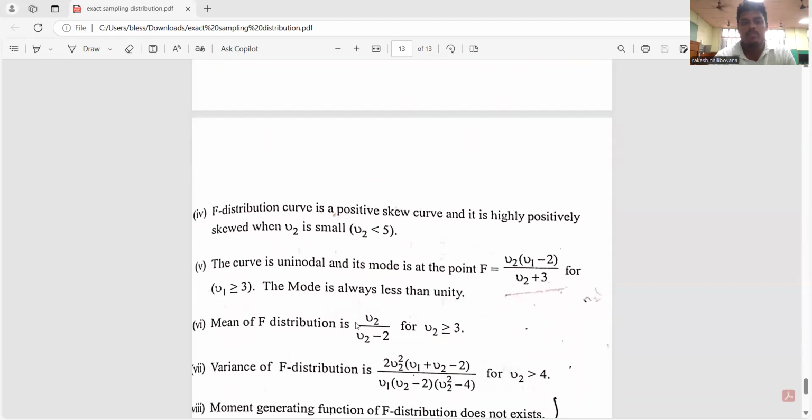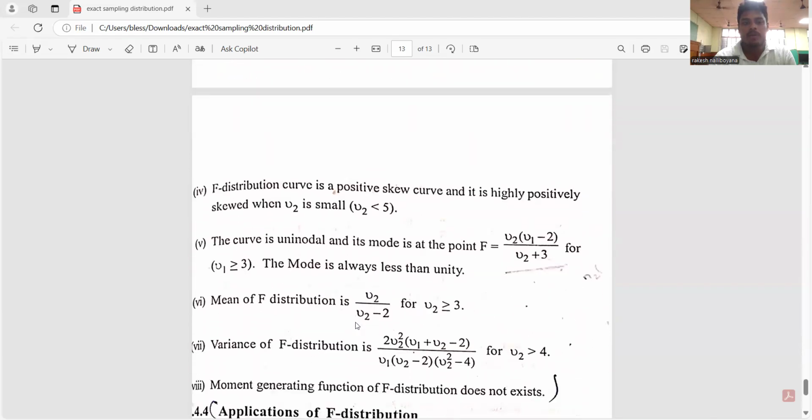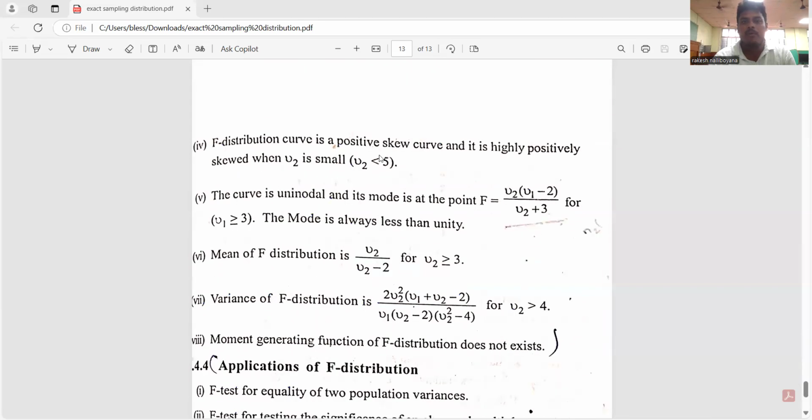Another important property is that the F distribution has positive skewness. The curve is stretched from 0 to infinity, and it is stretched to the right-hand side. Whenever the curve is stretched more on the right-hand side, that distribution has skewness, which in this case is positive skewness.